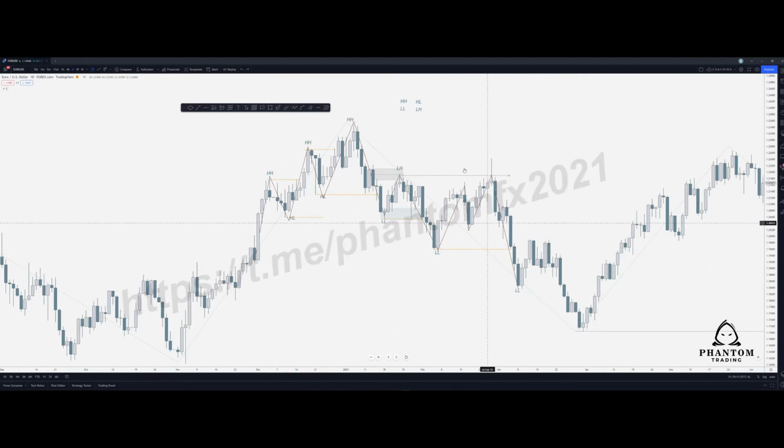So this becomes the new confirmed lower high, right? Because price didn't take out this. This is the one that led to the break of this one. That's our new lower high, right? And then price comes here.